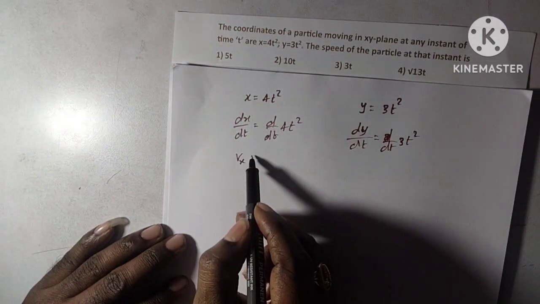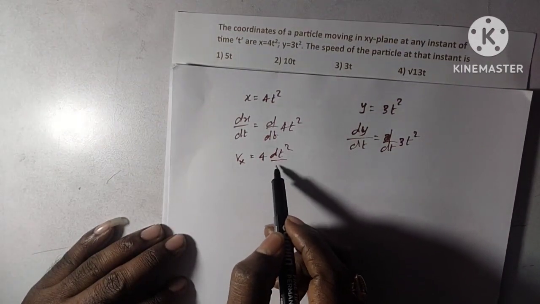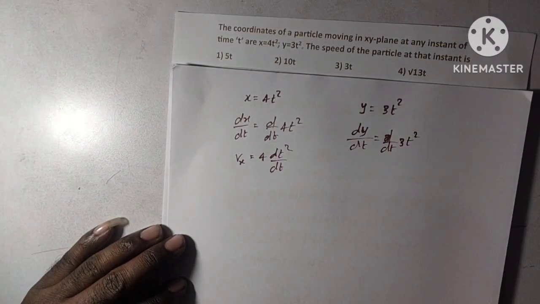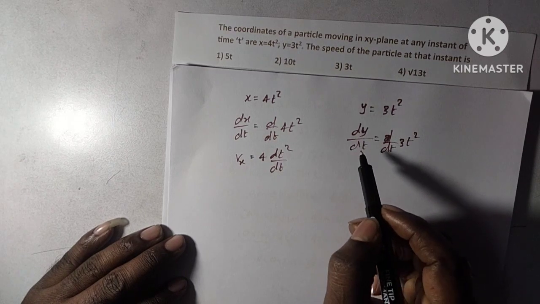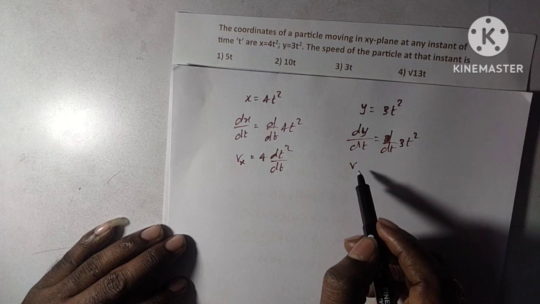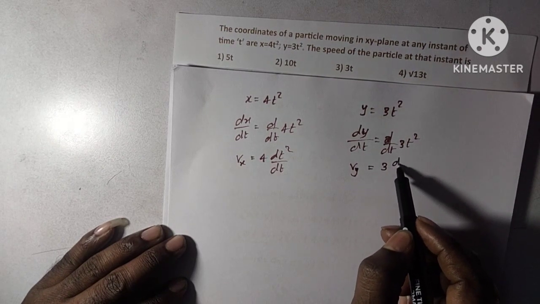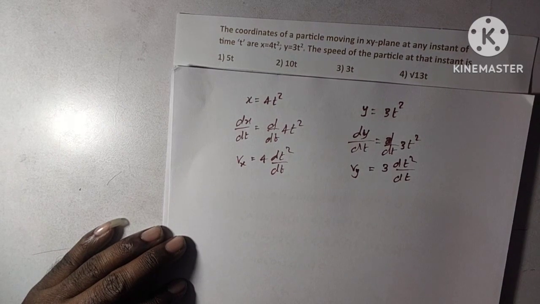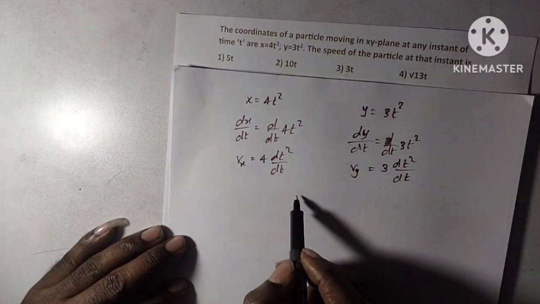on the x-axis. So Vx is equal to 4, which is a constant, times d(t²)/dt, and dy/dt is the speed of the object with respect to the y-axis. The change in distance by time gives speed. On the y-axis, Vy is equal to 3, a constant, times d(t²)/dt. For differentiation, there is a formula for this.